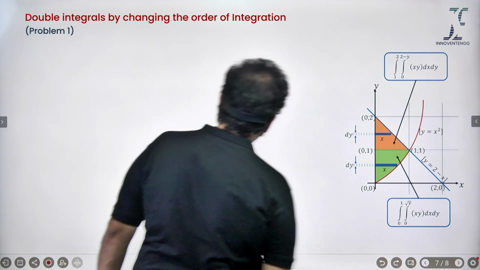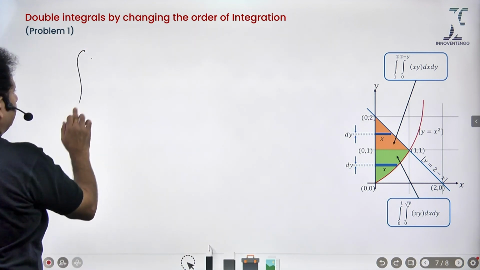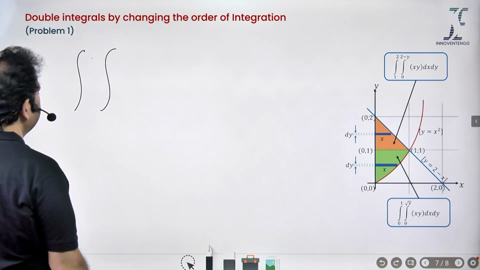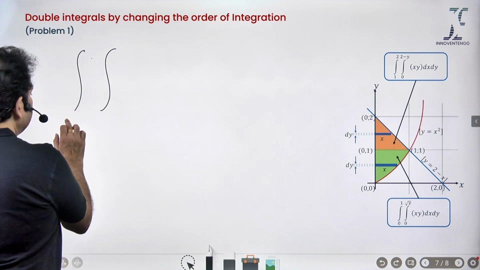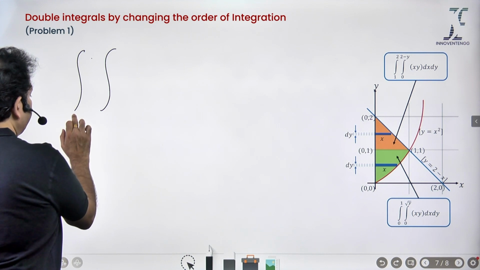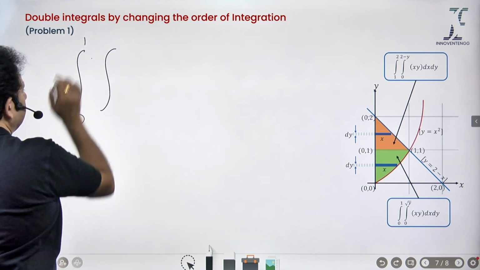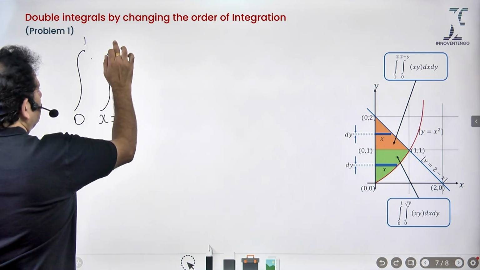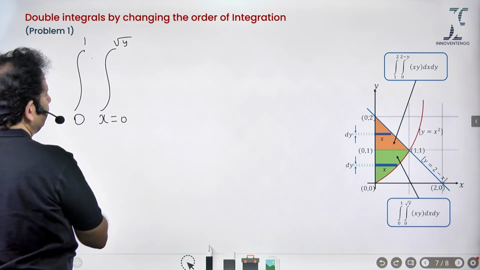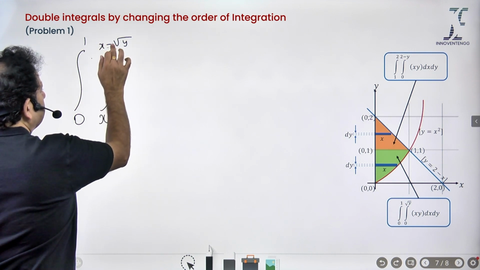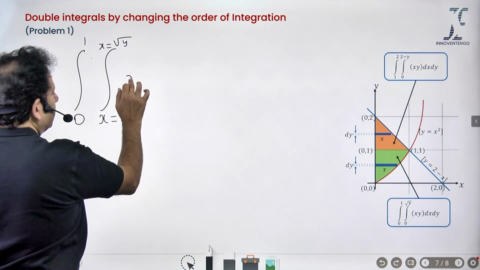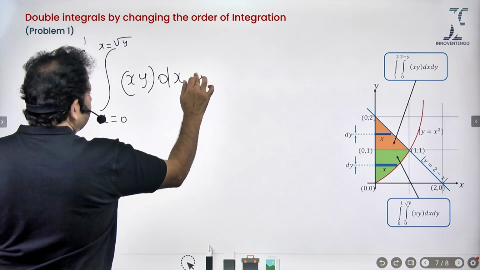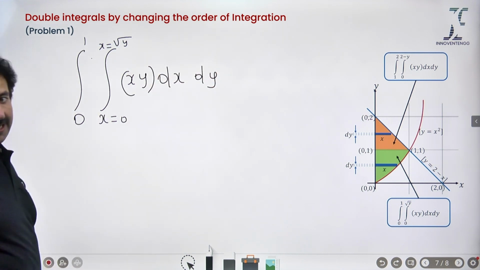So what exactly do we get for the second one? That is the one with the curved edge, the triangle with the curved edge. It's quite simple. The limits of y happen to be 0 to 1, and the limits of x happen to be x equal to 0 to root y. So you are integrating xy first with respect to x, then subsequently with respect to y.